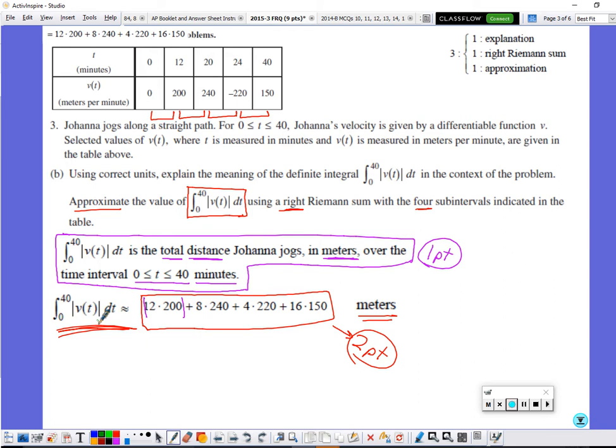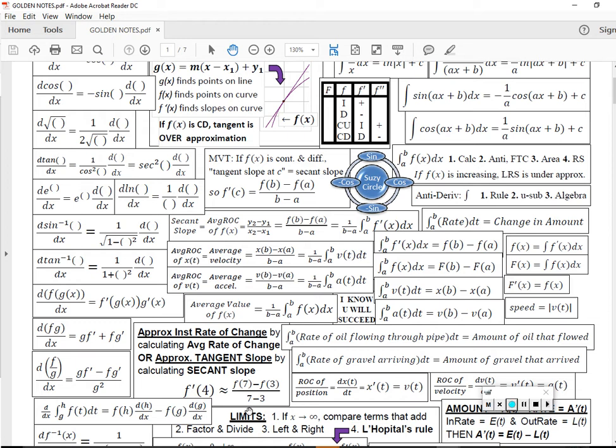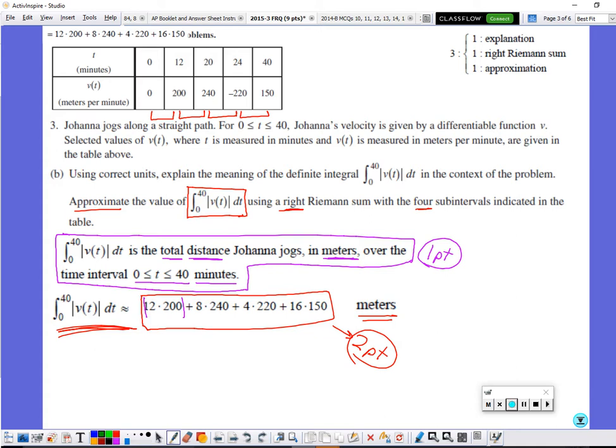But back here on the golden notes, notice, front page, it says to find the value of an integral, your first choice is calculate. Second choice really depends on what they give you. If they give me a graph, then I could possibly use the area method. If they say do a Riemann sum, I can do that. Otherwise, I'm using the antiderivative or fundamental theorem method. So, and that's what we had to do in part B.